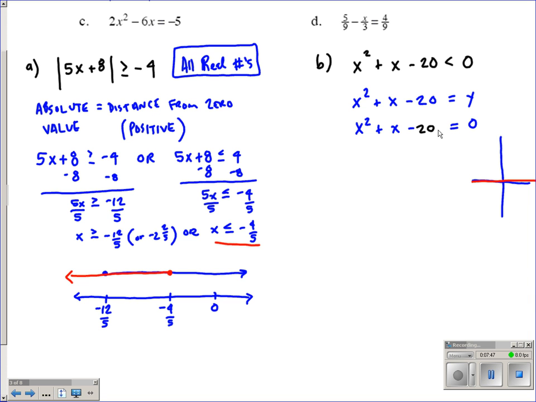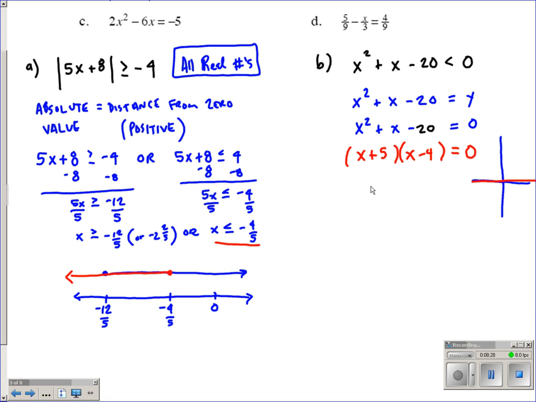So let's find our boundary points first. Let's go ahead and solve this equation first, and then we'll talk about how to figure out the rest of our solution. So look at x squared plus x minus 20 equals 0. Let's find our boundary points by factoring this, or finding our roots. When we factor that, we're going to get x and x, a plus 5 and a minus 4 equals 0.